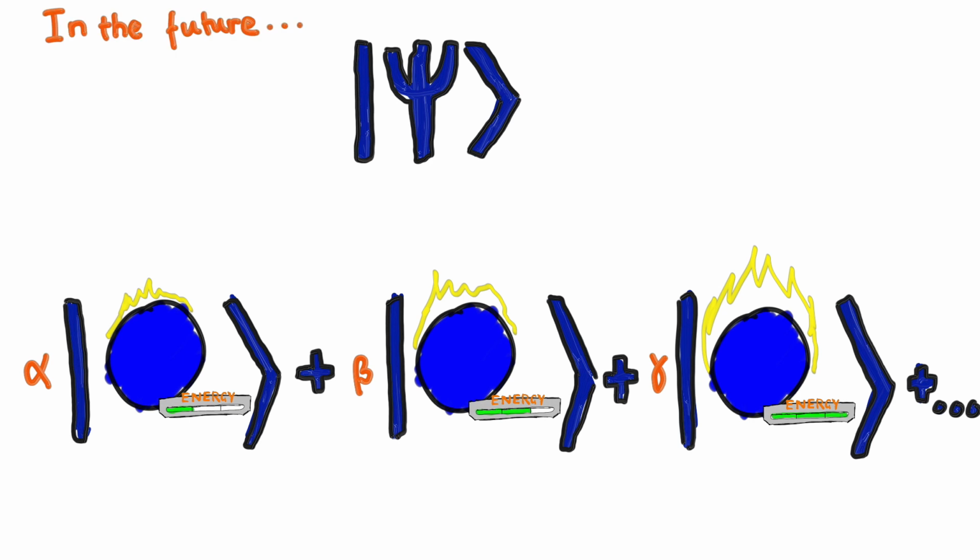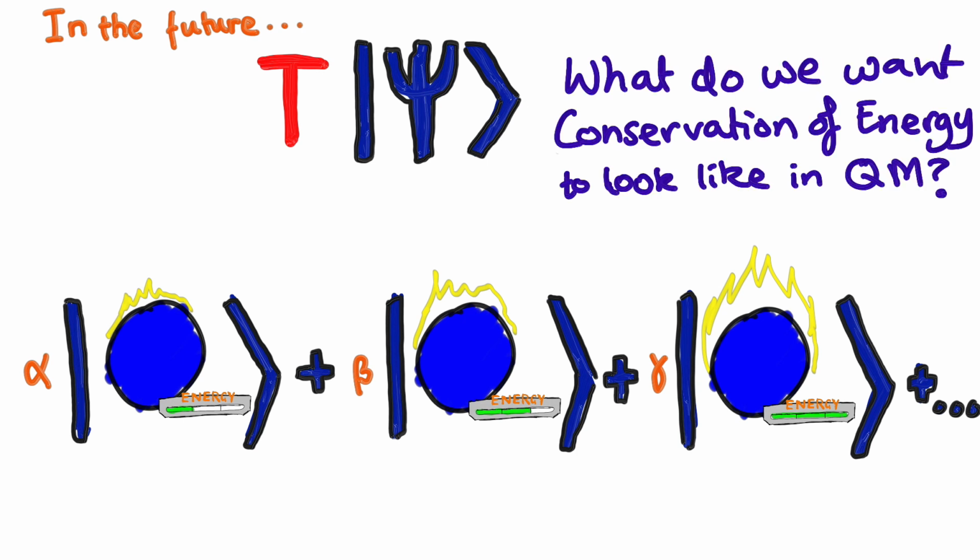Now, say this state evolves in time. In other words, we apply the time evolution U. What condition do we want to impose on the new energies of the state? In other words, how do we want conservation of energy to look like in quantum mechanics?